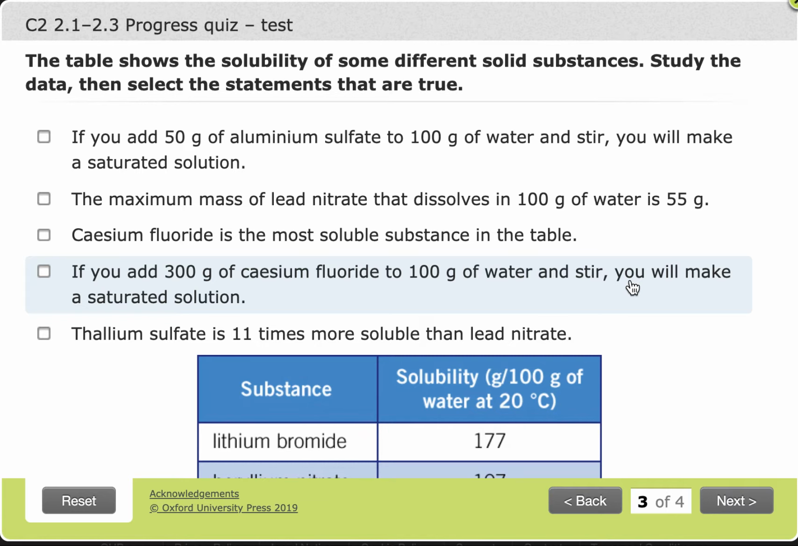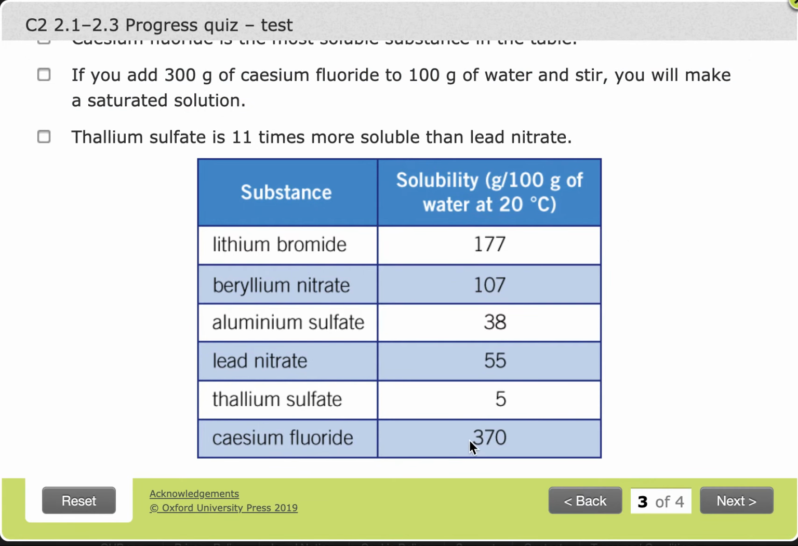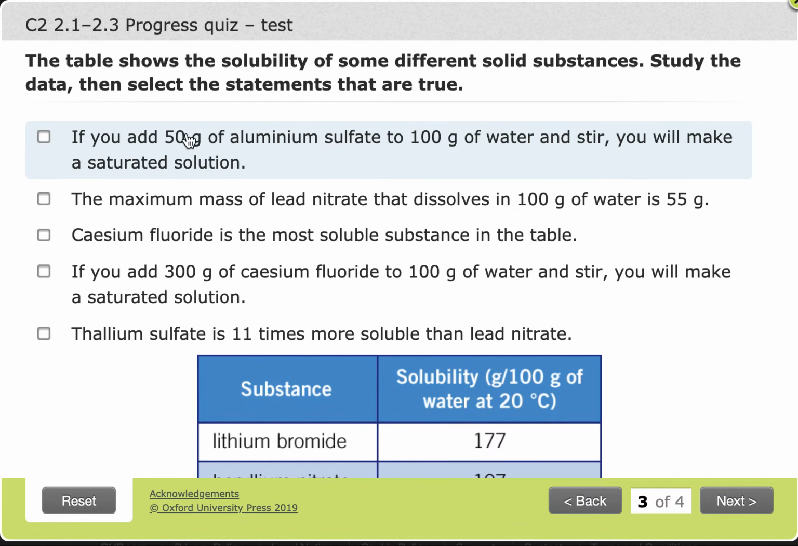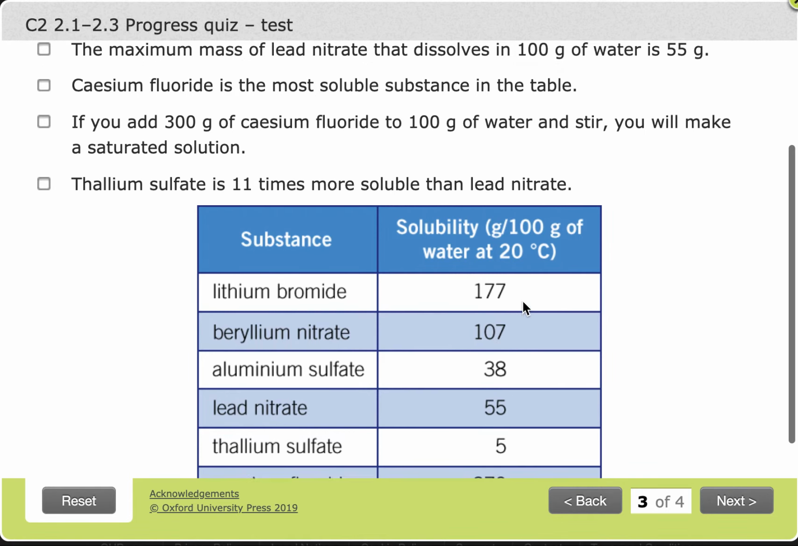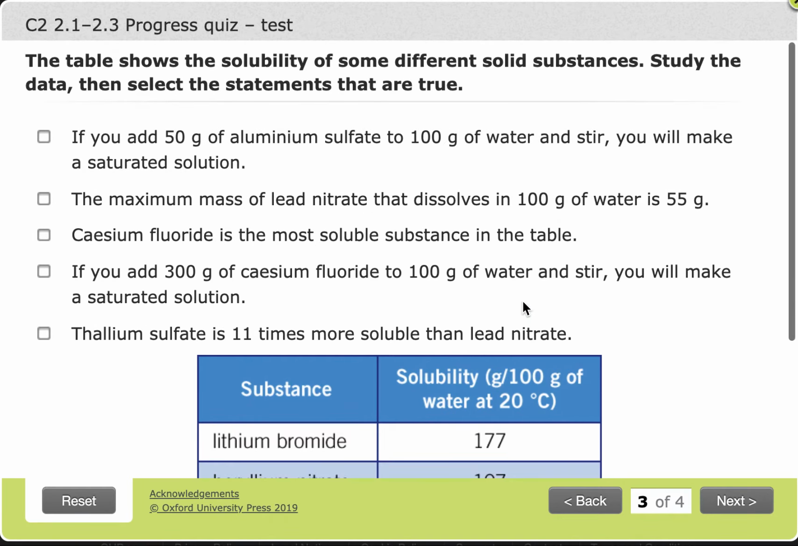Okay, now we've got some statements again about solubility, so let's just have a look here. We've got cesium fluoride, which will dissolve 370 grams per 100, and then compared, for example, to thallium sulfate, which will only dissolve 5. We're looking at aluminium sulfate. Aluminium sulfate has a solubility of 38. What that means is if we add 38 grams or above, then we will form a saturated solution. In this case, we're adding 50 grams. 50 grams is certainly greater than 38 grams, which means this is true.